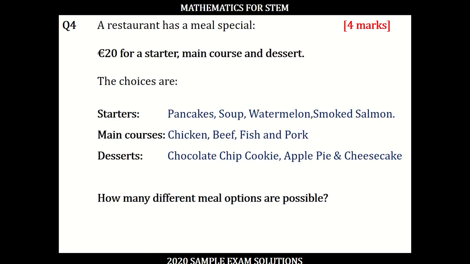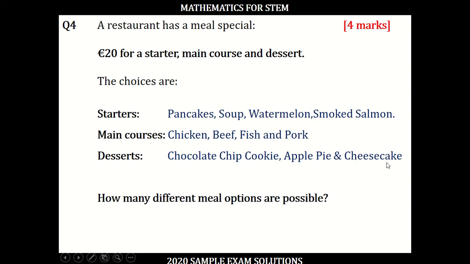In question 4 then, a restaurant has got a meal special. It's €20 for a starter, a main course and a dessert. The choices are as follows. With the starters, we've got pancakes, soup, watermelon or smoked salmon. There's 4 of these. The main courses can be chicken, beef, fish or pork. There's 4 of these. And the desserts, we've got chocolate chip cookies, apple pie and cheesecake.